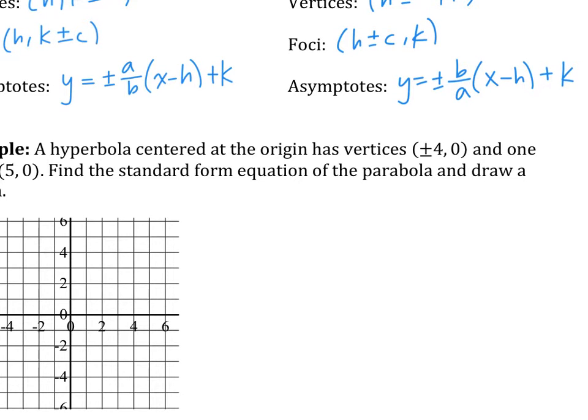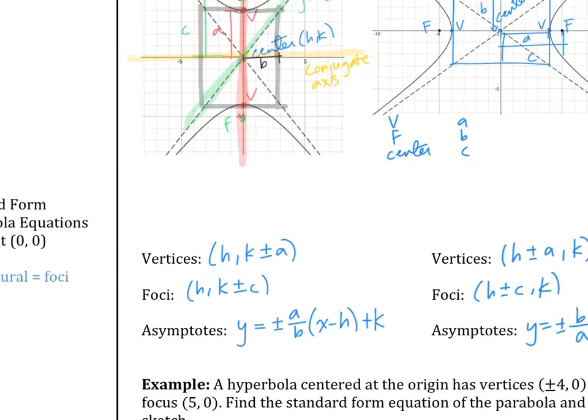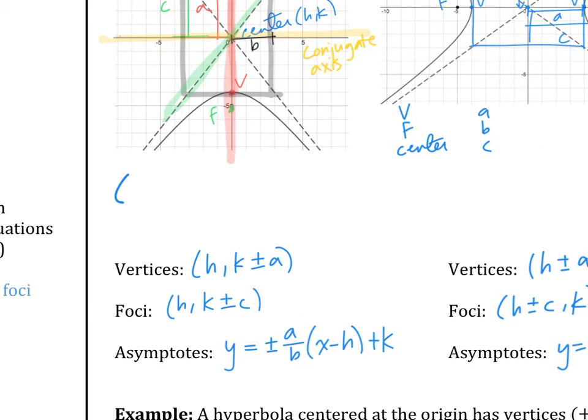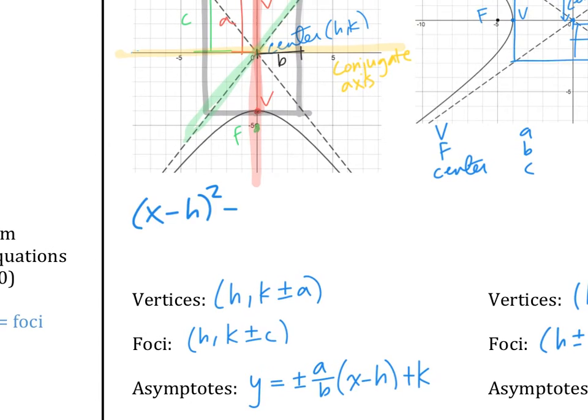A hyperbola centered at origin has vertices plus minus 4, 0, and one focus 5, 0. Find the standard form equation. Standard form. I didn't give you the equations. Okay, y minus h squared. It's kind of like the ellipse equation, except it's not. It's going to be minus, just to make you very confused.